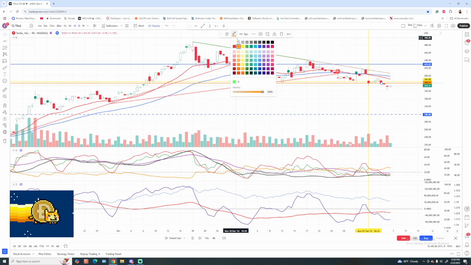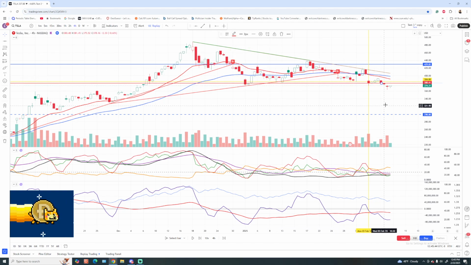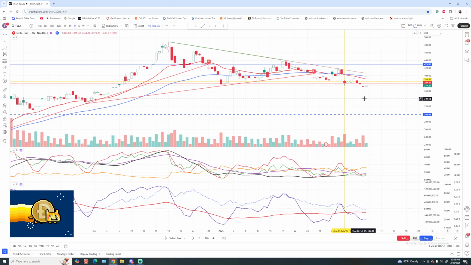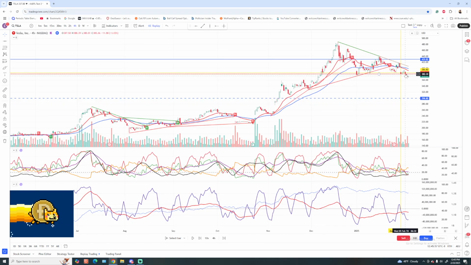I'm gonna use that color to be red. So that's my red support. So we have two breaks. We have a break on the daily, we have a break on the 4 hour, which is really big. Normally once it breaks that red, that's my full indication wanting to just go in.